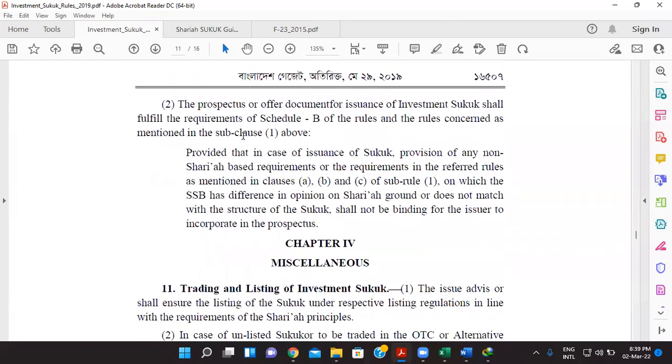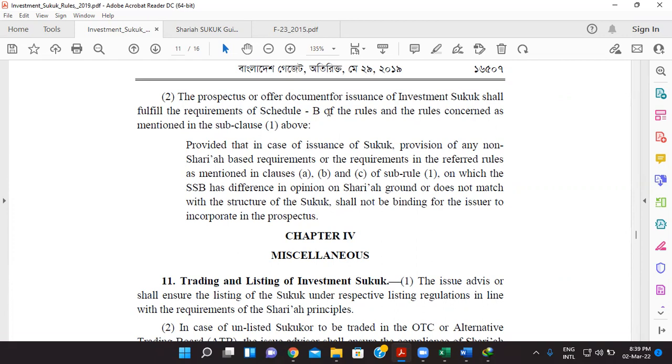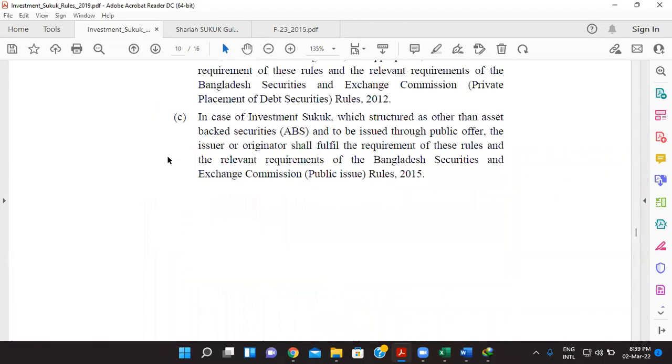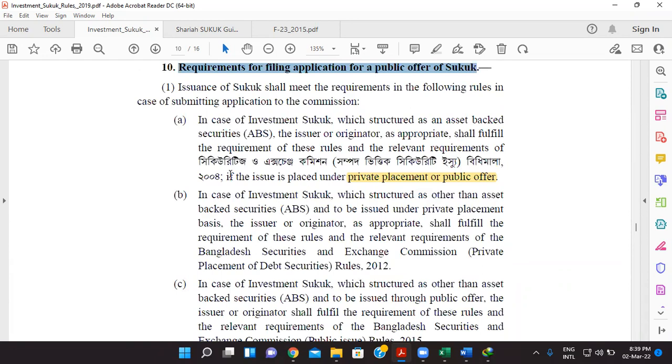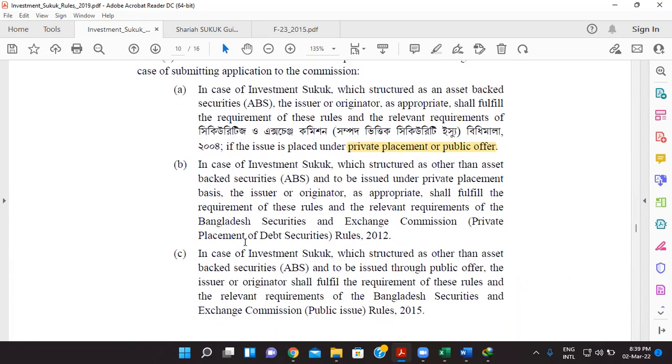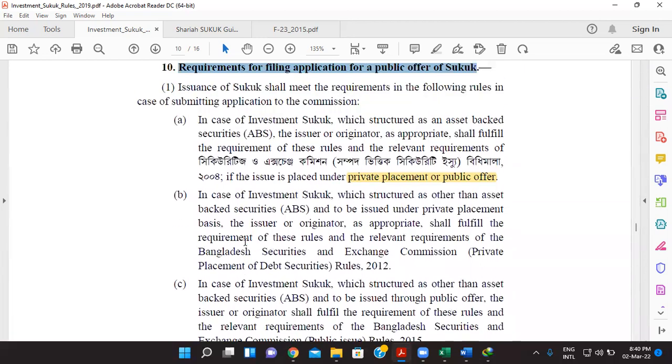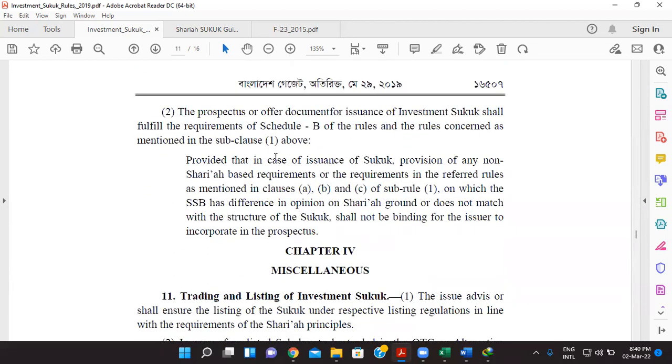But here we see with respect to prospectus. The prospectus or offer document for issuance of investment sukuk shall fulfill the requirements of Schedule B of the rules and the rules concerned as mentioned in the subclause 1 above. What has been said is with respect to which guidelines or which rules will be applicable for you. And point 2 covers which things your prospectus should contain. I'll show you the Schedule B.